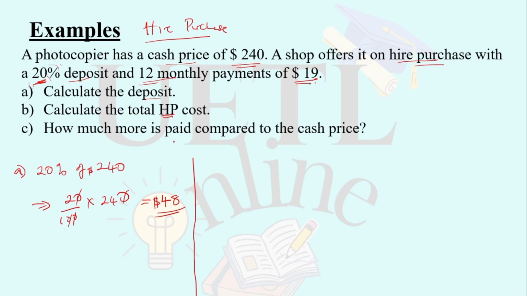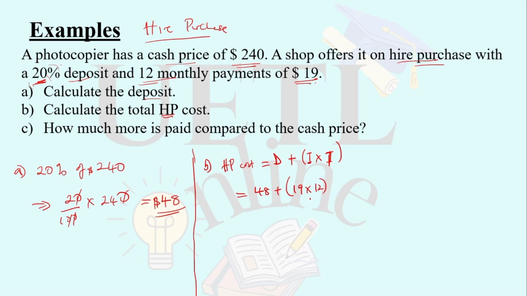After paying the deposit, the next thing is to calculate the total hire purchase cost. Let's see how much you are going to pay if you pay $19 per month after paying $48. To find the HP cost, you say deposit plus the monthly installment multiplied by the time. In this case, our time is 12 months. So the deposit is $48, plus our installment of $19 times 12.